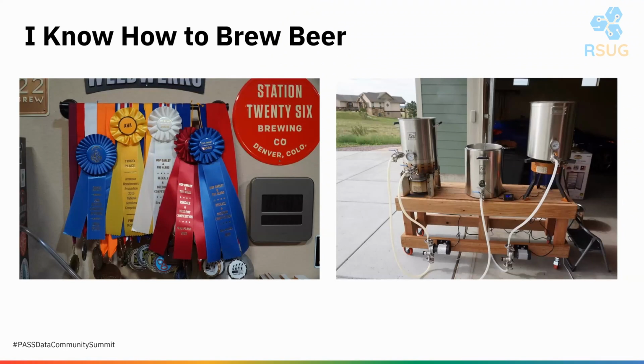And I know how to brew beer. I've been doing it for about 7 years. I'm a pretty serious home brewer, but that's not what you came to hear about probably.